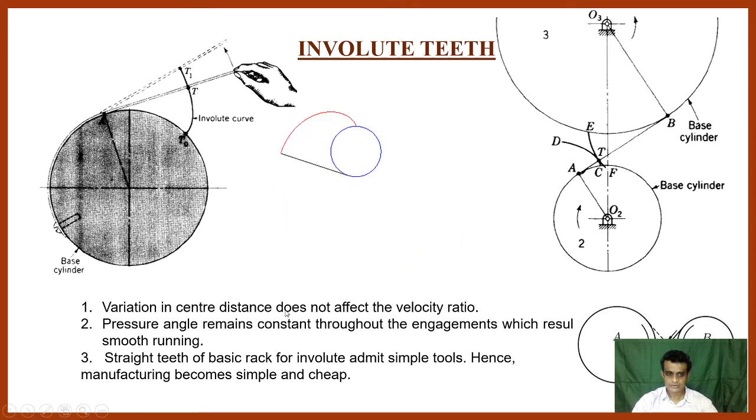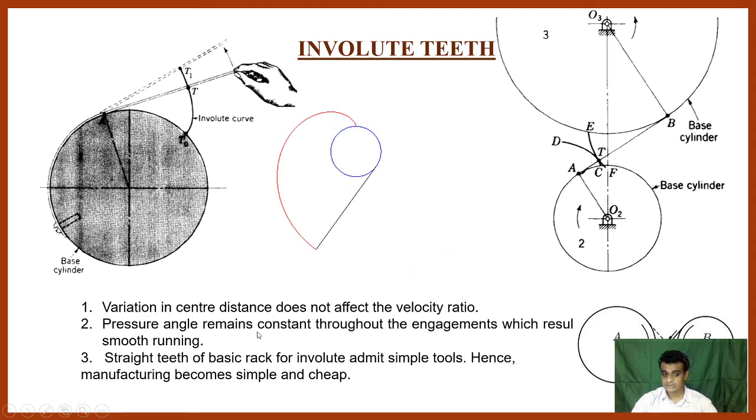Again, in case of the involute gear tooth profile, if we change the center distance between two gears, it does not affect the velocity ratio. That means up to a certain limit, if we increase the center distance between these two gears, where O2 is the center of one gear and O3 is the center of the second gear or the counterpart, it does not affect their velocity ratio. Second, pressure angle remains constant.